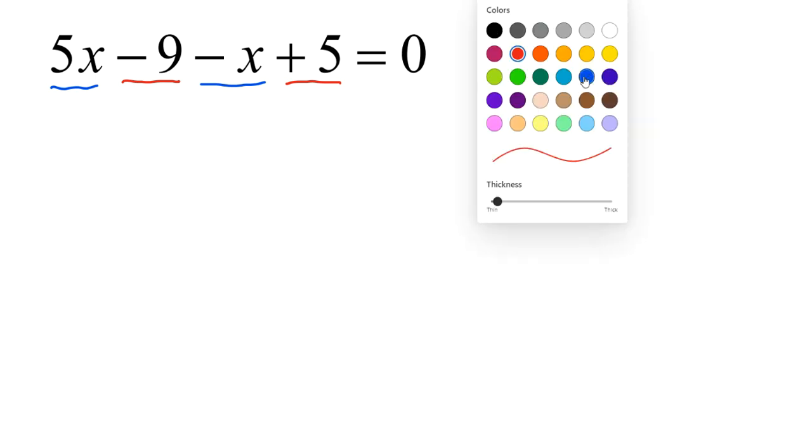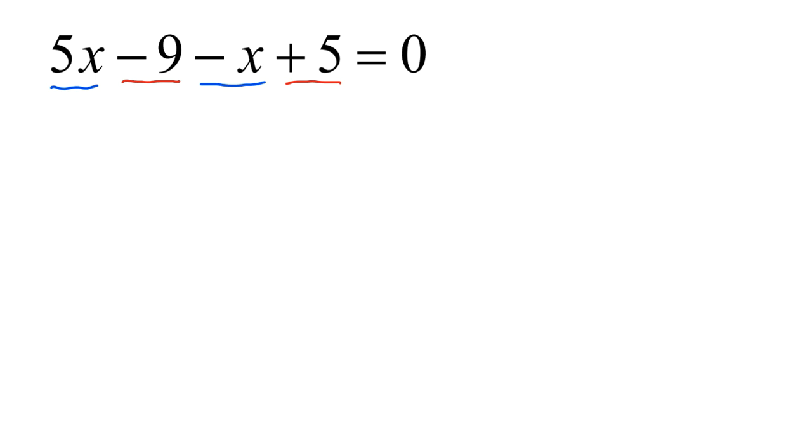Now remember, when we're combining like terms on the same side of the equation, we don't do the opposite operation. If I want to combine these x's, this is just 5x minus x. We're not moving anything over to the other side. So 5x minus 1x would be 4x. And then negative 9 plus 5 would be negative 4 equals 0.